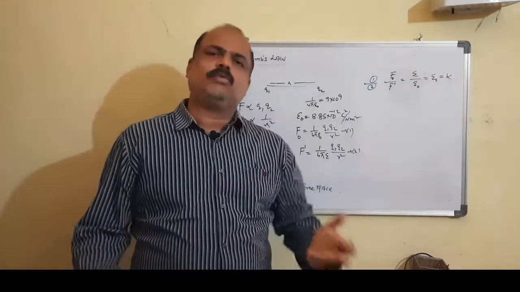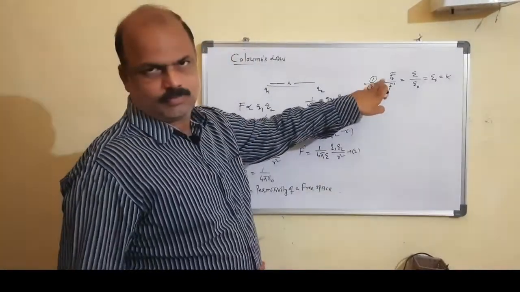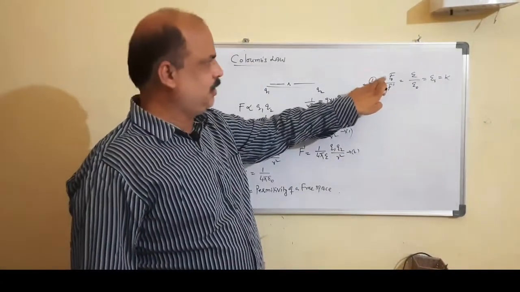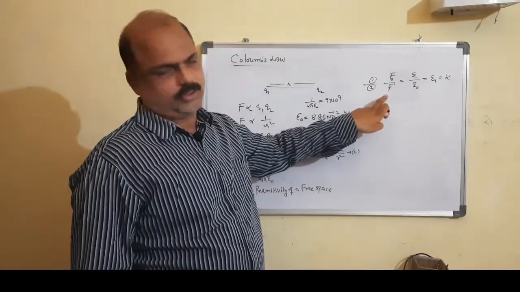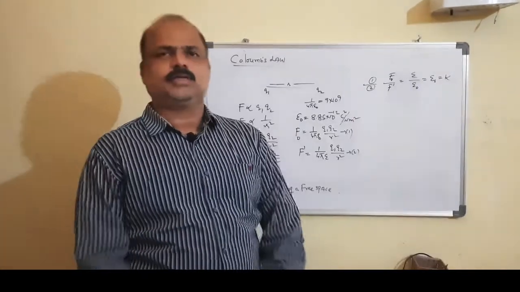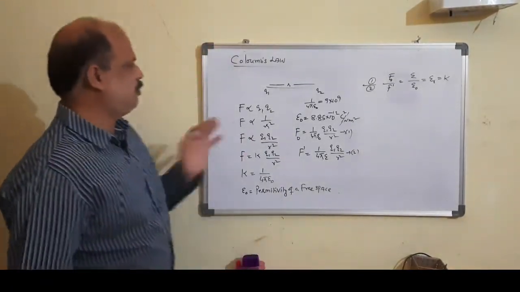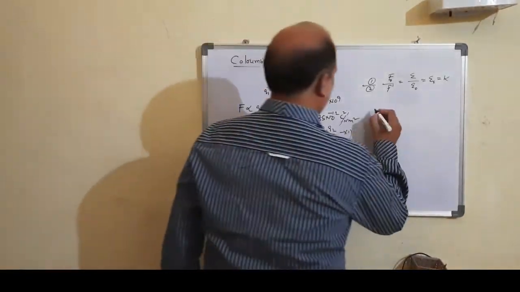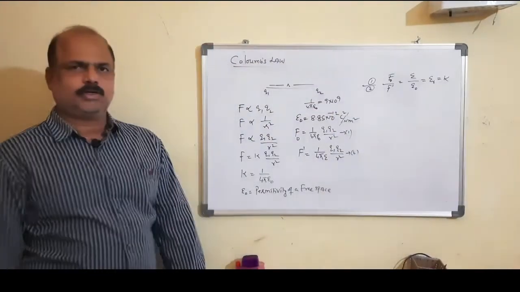So how can we define the dielectric constant? It is the ratio of the electrostatic force between the two charges in air or vacuum to the electrostatic force between the two charges in a medium. That is the dielectric constant. So from this discussion, we conclude that the electrostatic force between the two charges depends upon three factors.